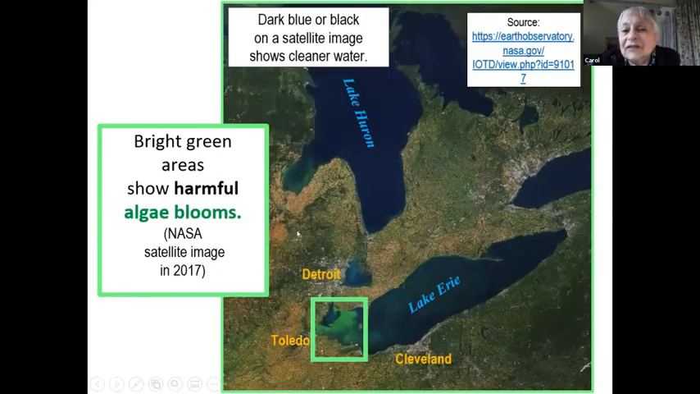And this is a satellite image. It's a NASA satellite image from 2017. And normally, if the water is dark like this on the satellite image, that means it's pretty clear. It doesn't have algae scum growing on the surface of it. But notice what's happening near Toledo. That greenness is an algae bloom, which was seen by the satellite.